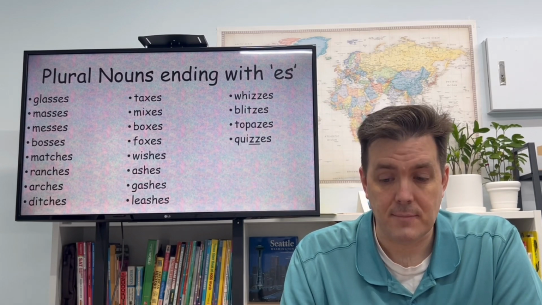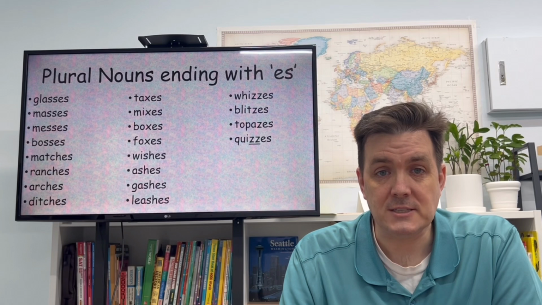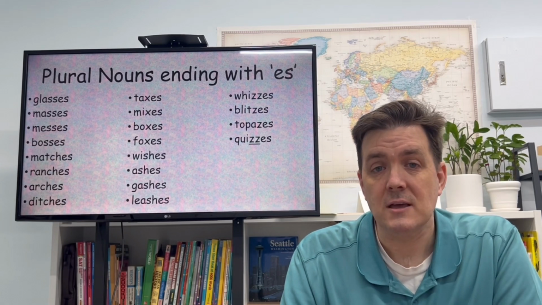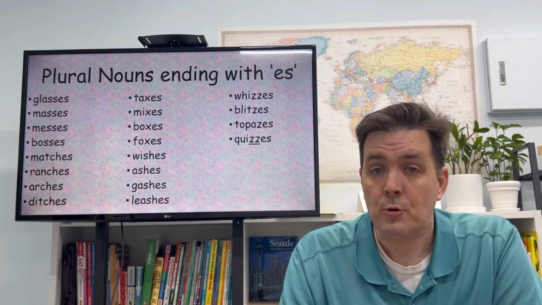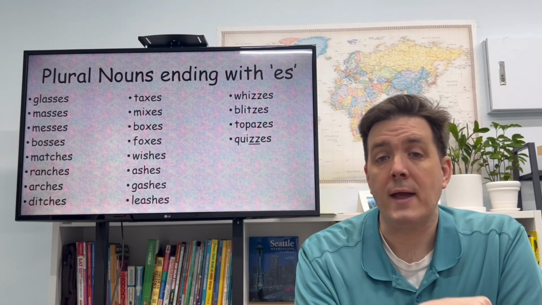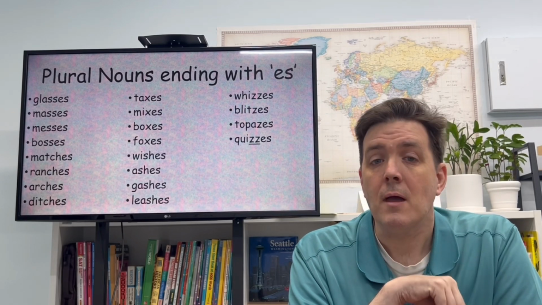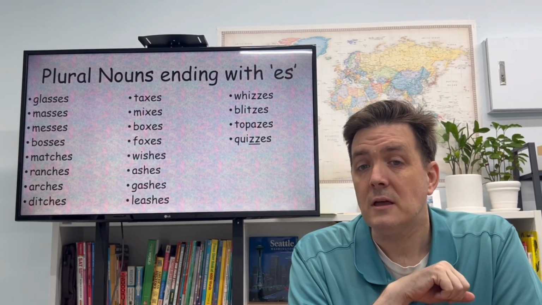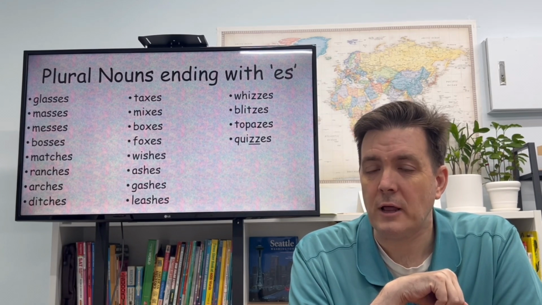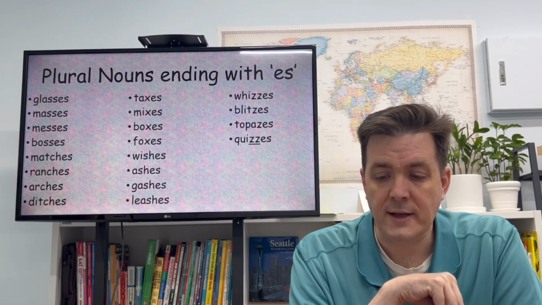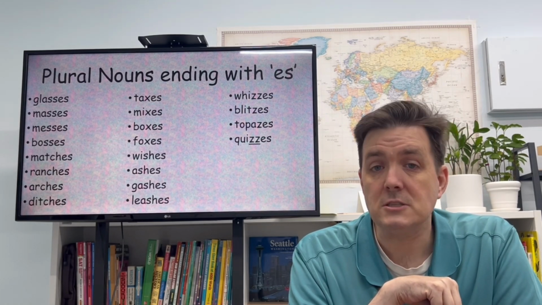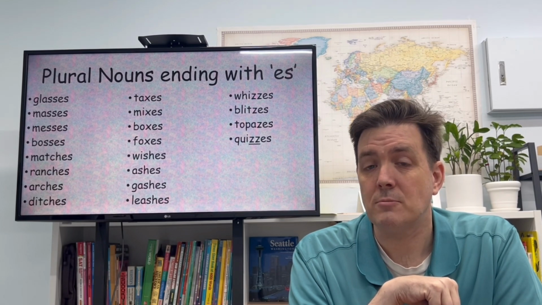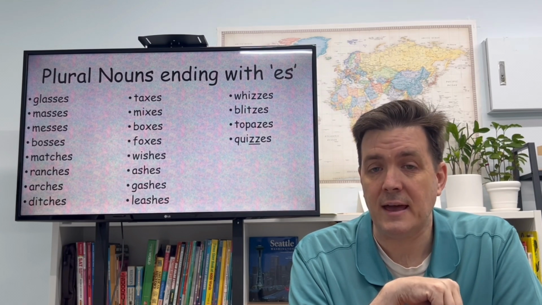And finally, whizzes, blitzes, topazes, and quizzes. If a word ends in Z, you put an ES at the end. By the way, I underlined quizzes because you have one quiz, you have two quizzes, you need to put a double Z in there. Otherwise, whizzes actually has two Z's in there, and topazes, blitzes, no problem as they are. But to make quizzes plural, you add a second Z and then the ES.